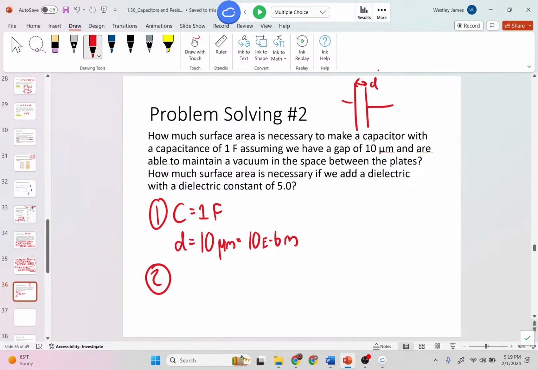In the beginning, we have a vacuum, meaning no dielectric. We are finding the area. And this is where I'll pause and say, see if you can find the equation that relates capacitance, area, and distance. That's what most of your time will be spent doing during the test, is finding the right equation. So capacitance, distance, and area.